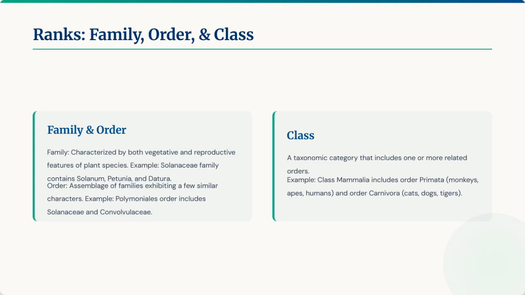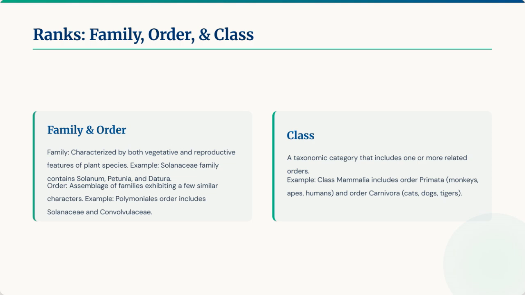Here, we're exploring the taxonomic ranks of family, order, and class, which are ways to organize plants and animals based on their shared characteristics. Starting with family, this rank groups plant species that share both vegetative and reproductive features. For example, the Solanaceae family includes plants like Solanum, Petunia, and Datura, which have similar traits.